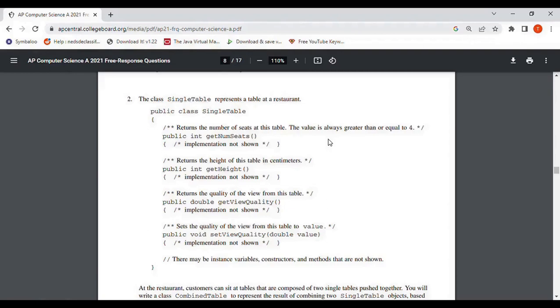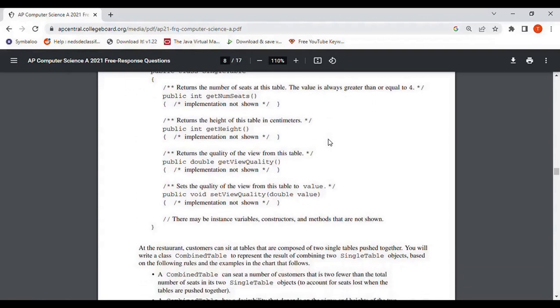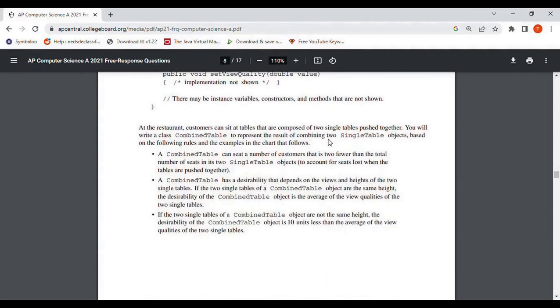At question 2, we're first looking at the SingleTable class that has an integer method getNumSeats, an integer method getHeight, a double method getViewQuality, and a void method setViewQuality. For question 2 itself, we're writing the CombinedTable class.